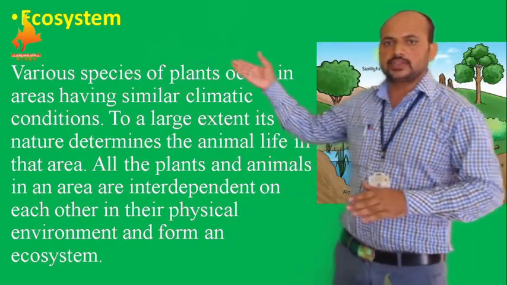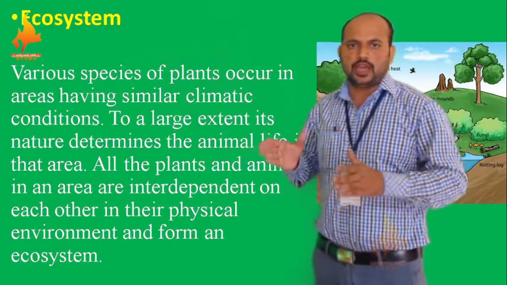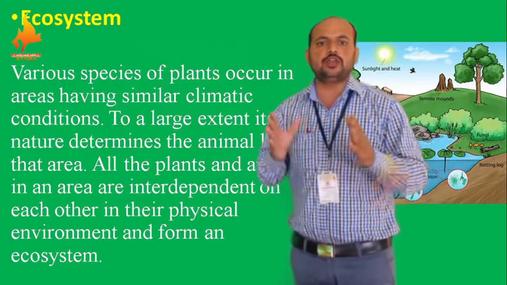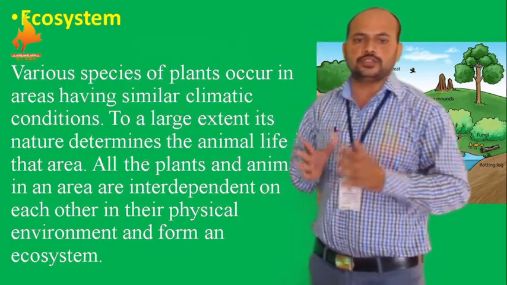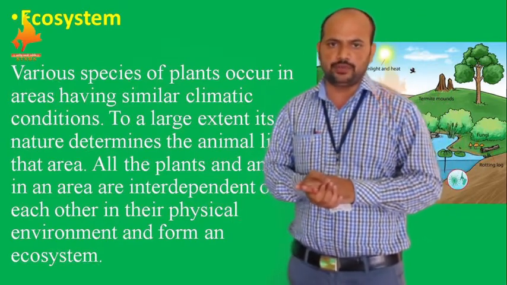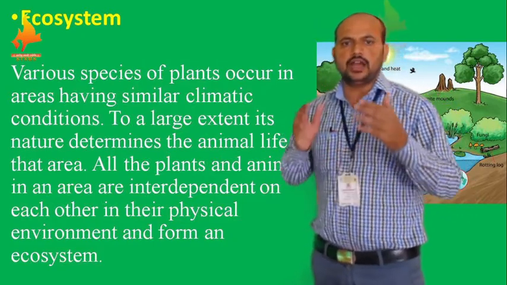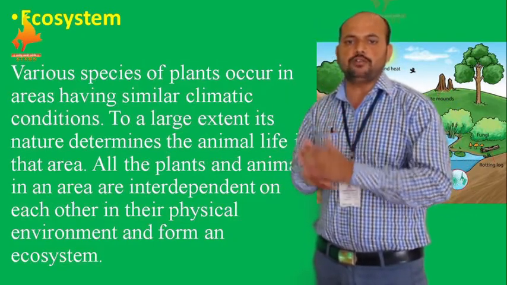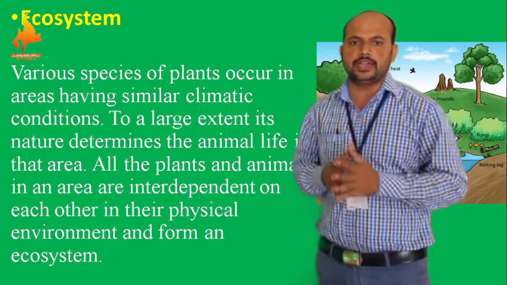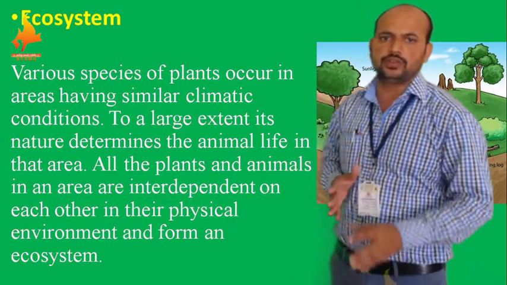And the last factor that affects vegetation, that is ecosystem. As we are part of the ecosystem, if one part is disturbed, automatically other parts also get disturbed. So all these things we have discussed in this video. Now, in the next video, we will see the types of vegetation. What are the types of vegetation we find in our country? Regarding this, we will see in the next video.